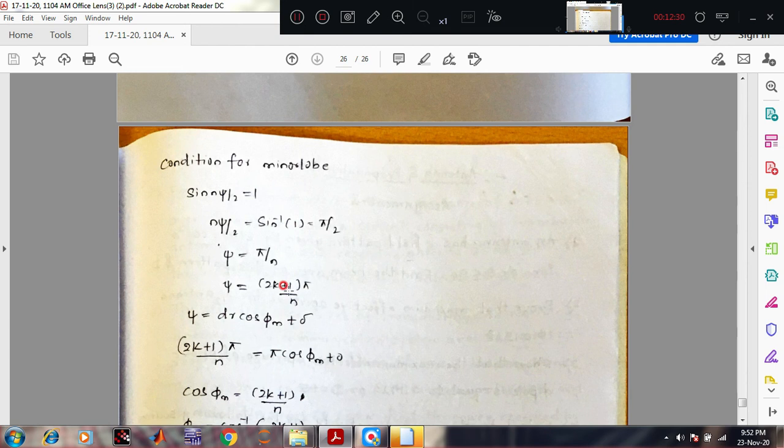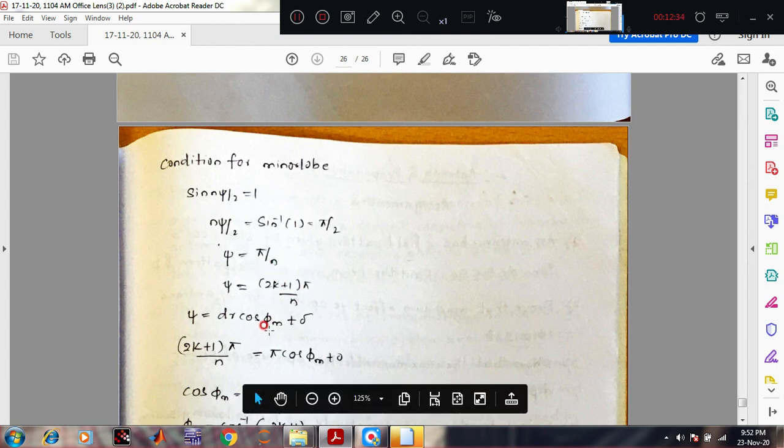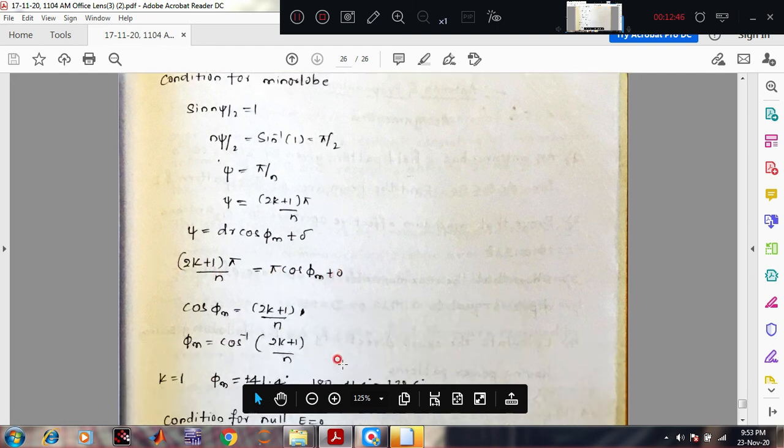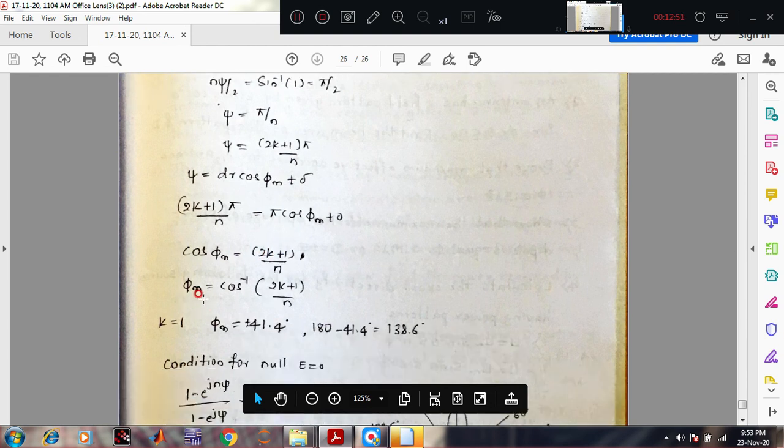Therefore condition for minor lobe, sin n psi by 2 is equal to 1, n psi by 2 will be sin inverse of 1, which is equal to pi by 2, so psi is equal to, in general solution, 2k plus 1 pi by n. So we have the relation psi is equal to dr cos phi m plus delta, where psi is there, replace with this quantity 2k plus 1 pi by n, which is equal to pi cos phi m plus 0. Therefore cos phi m equal to 2k plus 1 by n. Phi m is equal to cos inverse of 2k plus 1 by n.